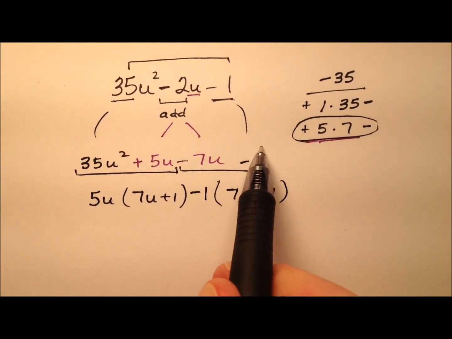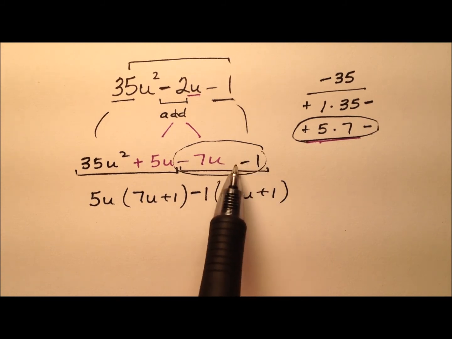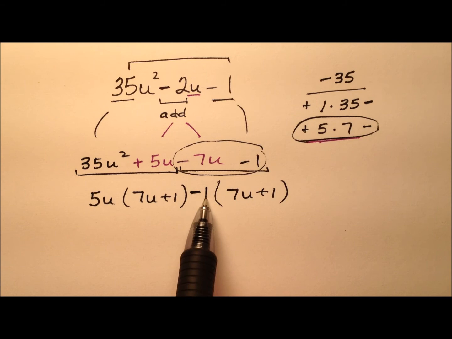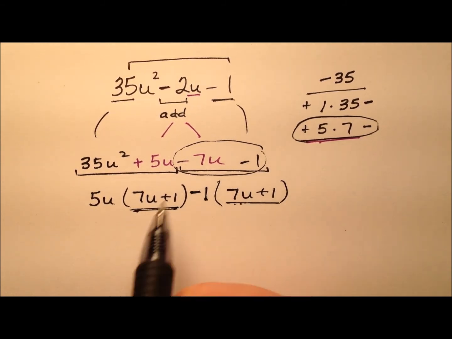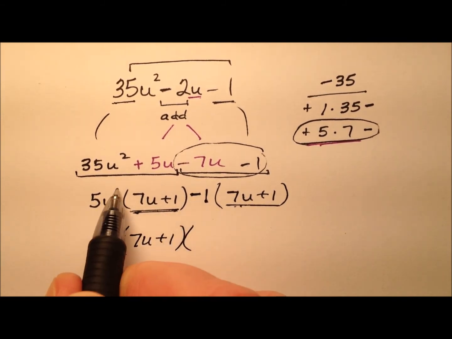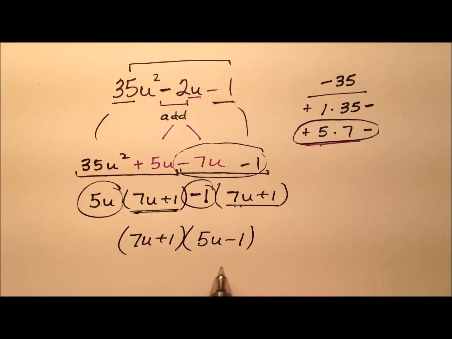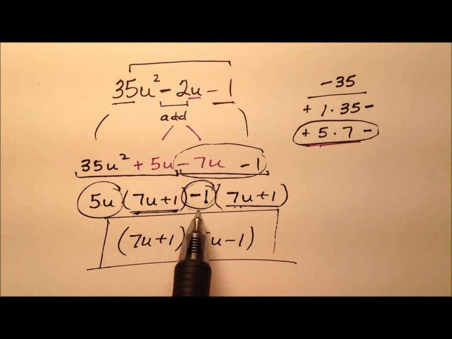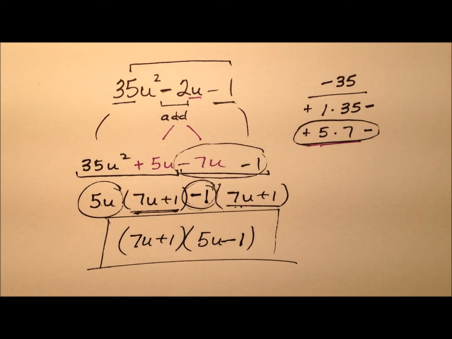Now, some students struggle with this piece right here when the greatest common factor is 1, but we pull the negative out. So make sure we write the negative 1 right here because it's going to matter later on. So the leftovers are 7u plus 1, and I can factor that out. And then my greatest common factors were the 5u minus 1. That's why you have to be really careful with the way you write this greatest common factor, because the negative matters right here in the 5u minus 1.